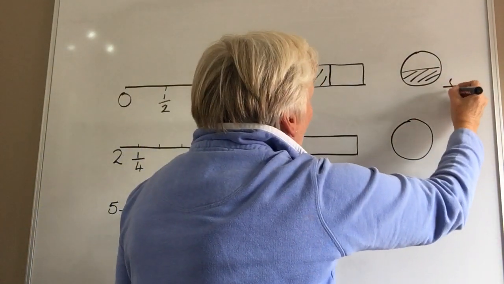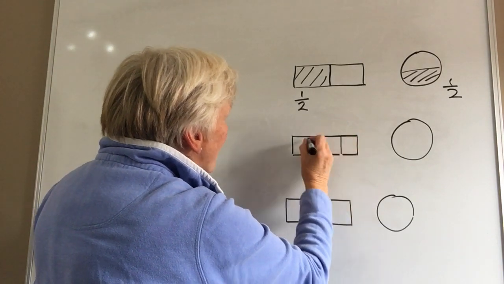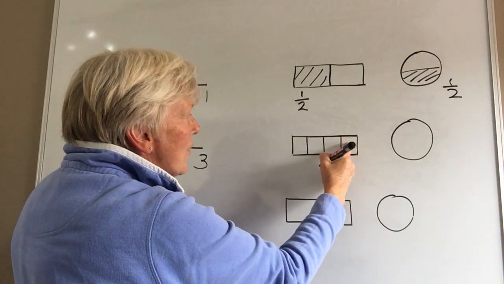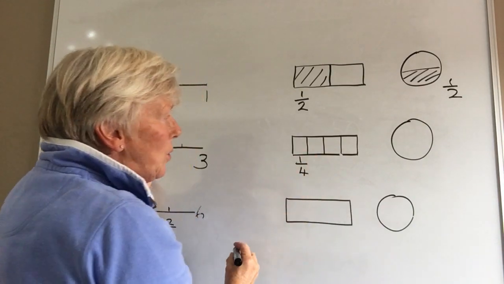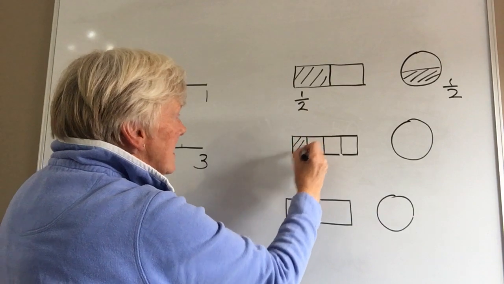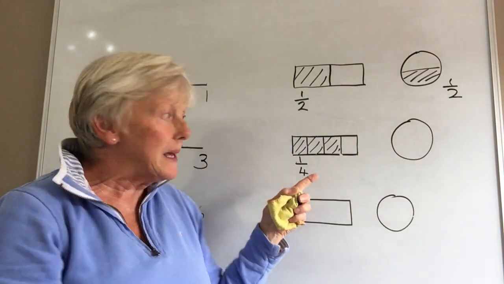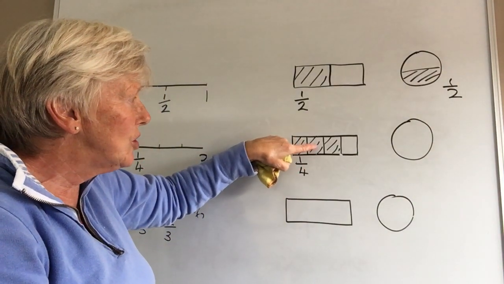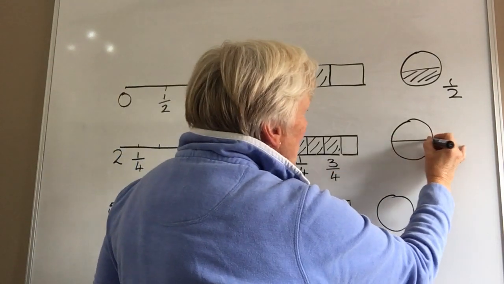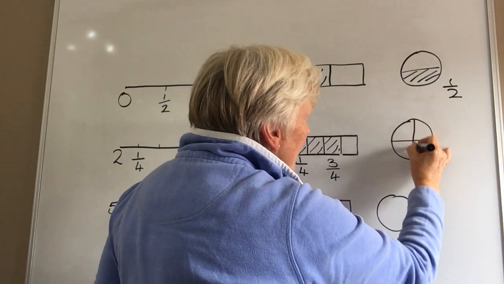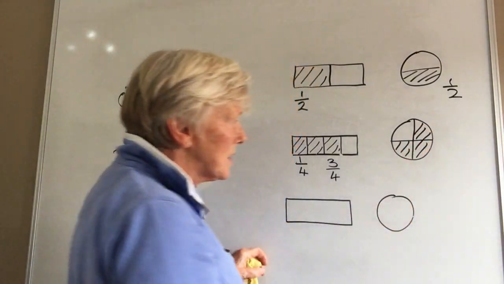We've shaded in 1/2. Here we've divided into quarters, 4 equal bits, 1, 2, 3, 4. Each of those bits then represent 1/4. So if I shaded in this many, what would my fraction be? Well, let's see, 1, 2, it would be 3/4. And I can show it on my circle by dividing it in half and half again. And then I'm shading in 3 of those quarters.